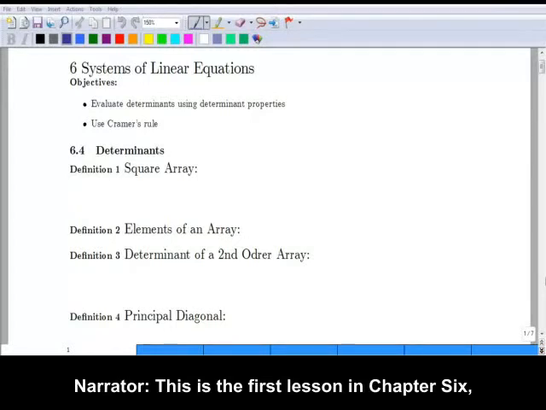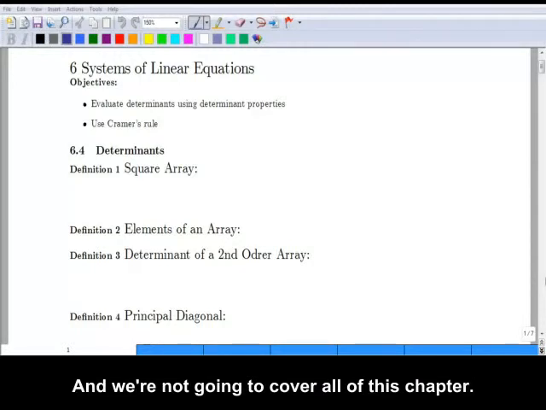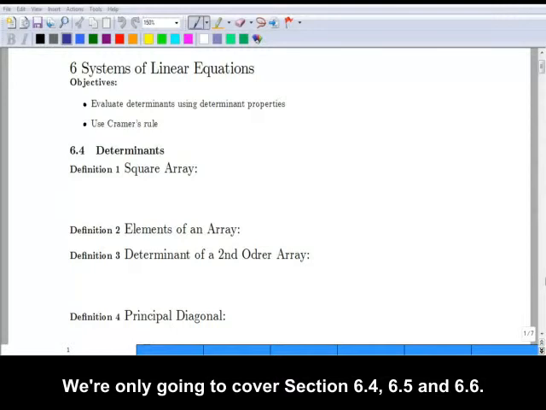This is the first lesson in Chapter 6, which deals with systems of linear equations. And we're not going to cover all of this chapter. We're only going to cover sections 6.4, 6.5, and 6.6.